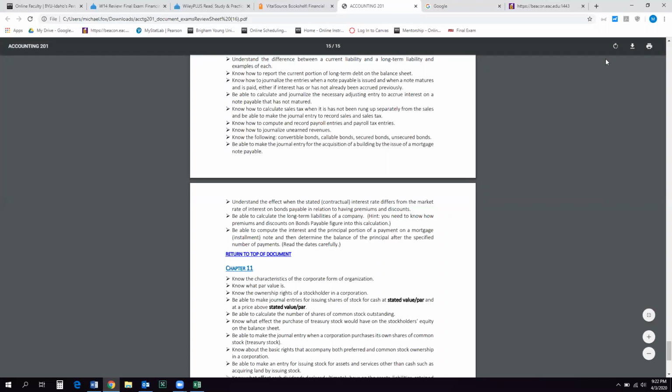And then recognize also that some long-term liabilities, like mortgages, usually have a portion that is current and a portion that is long-term. Know how to report the current portion of long-term debt on the balance sheet. If you'll remember, the balance sheet has current liabilities and long-term liabilities, and under the current liabilities, you'll just list current portion of long-term debt or something along those lines.